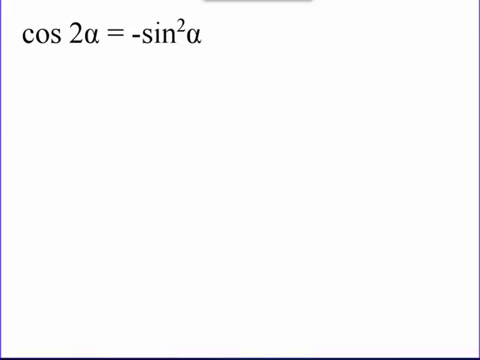Cosine of 2 alpha equals negative sine squared alpha. In this problem, you've got sine squared alpha, so you can't really substitute anything as it is. But in place of the cosine of 2 alpha, you've got 3 choices: 2 cosine squared minus 1, 1 minus 2 sine squared, or cosine squared minus sine squared. First of all, it doesn't make sense to use 2 cosine squared minus 1, because the problem doesn't have a cosine otherwise. You have 1 minus 2 sine squared, which makes a lot of sense because you already have a sine squared in the problem.